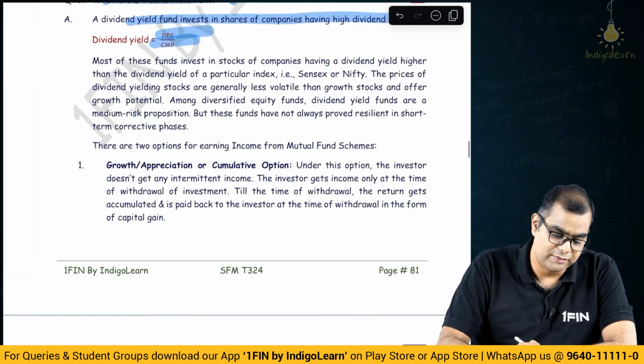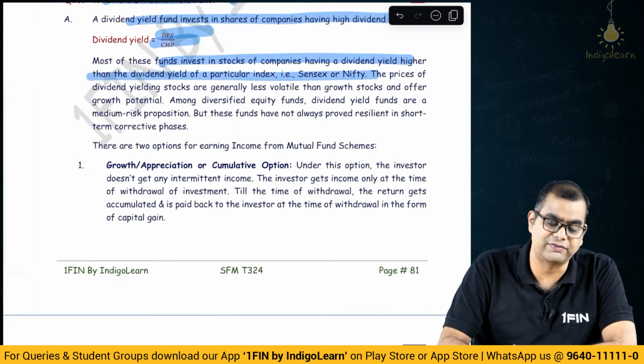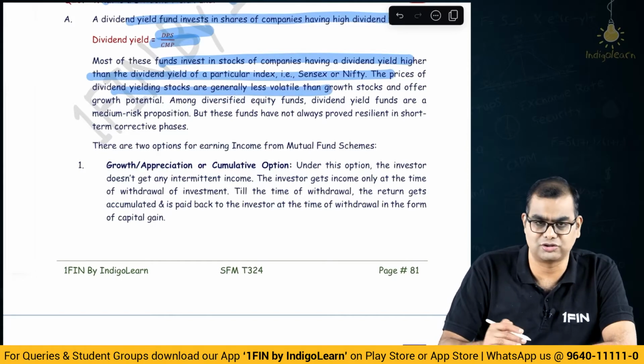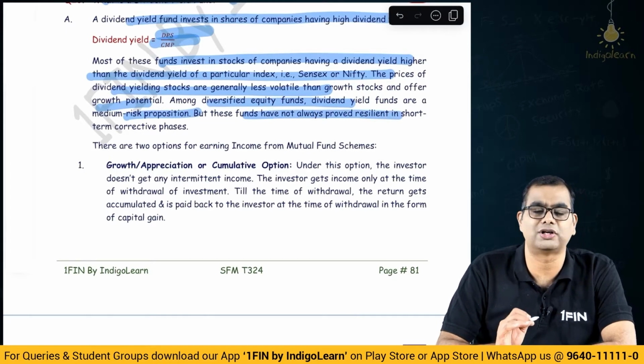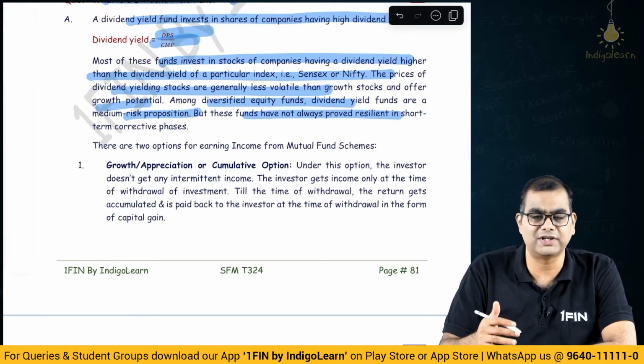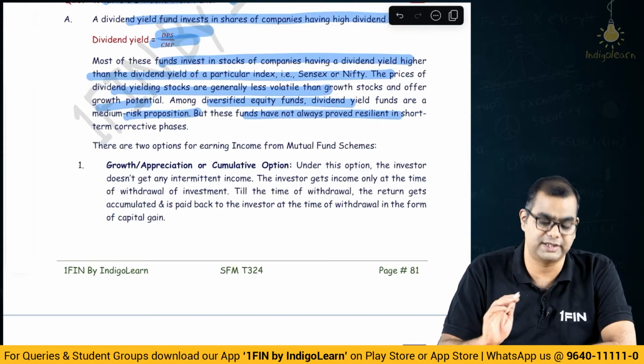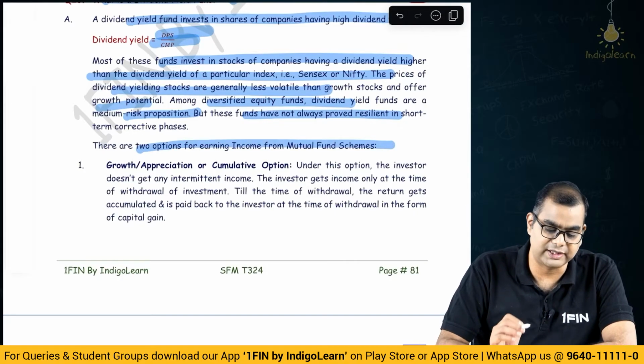Simple, right? Most of these funds invest in stocks of companies having a dividend yield higher than the yield of a particular index, and the prices of these stocks are generally less volatile than growth stocks. So these are basically value stocks and offer growth potential. Among diversified equity funds, dividend yield funds are a medium risk proposition, but these funds have not always proved resilient in short term corrective phases. So these funds do well in the medium term and long term, and not necessarily in the short term.